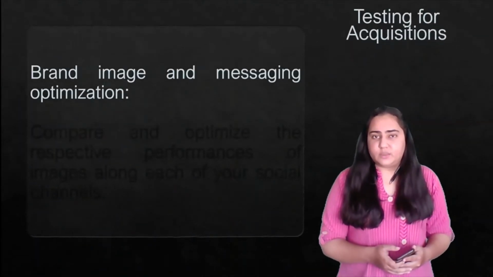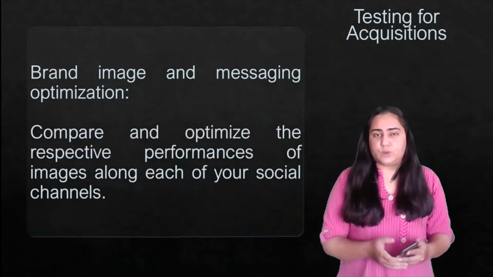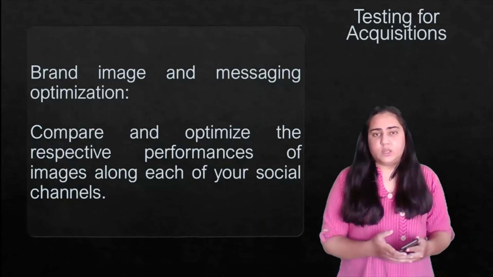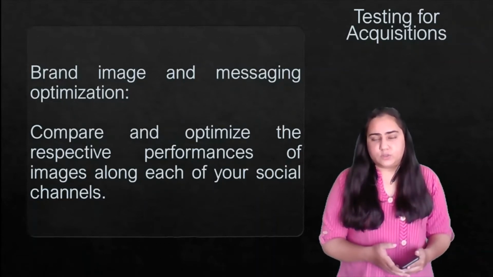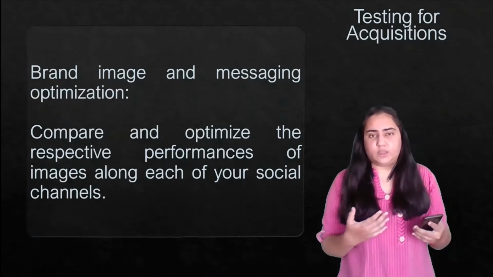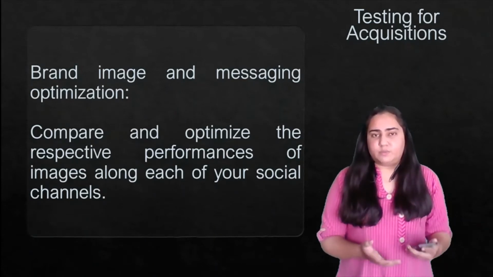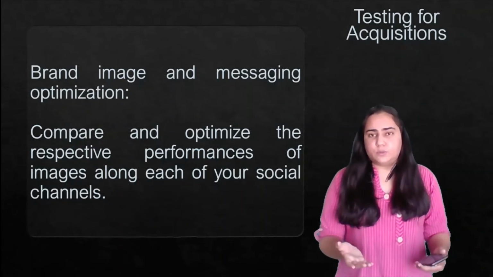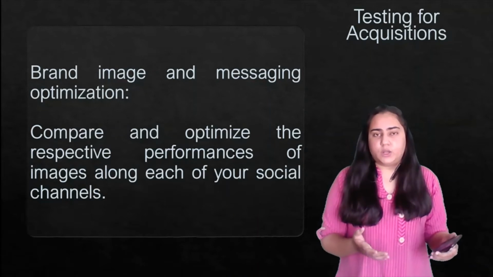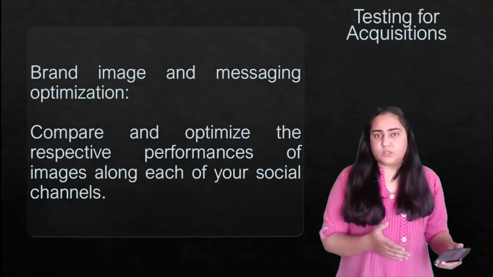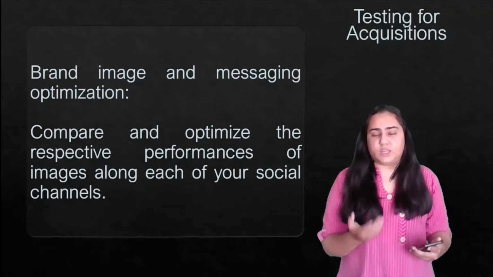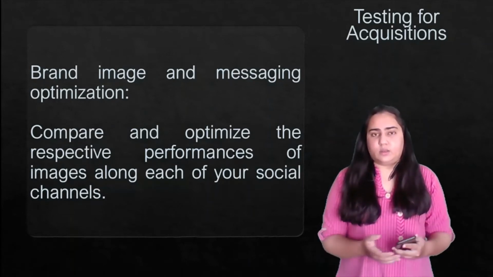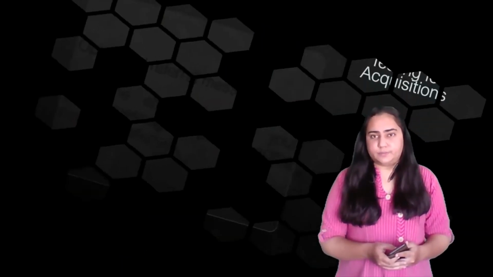Next, you can do brand image and messaging optimization. You should compare and optimize the respective performances of images along each of your social channels. So it's not just about messaging, but images as well. Some images might be performing better on Twitter and some might be performing better on Facebook. So you'd want to know which images exactly are working well with Twitter audiences. And to do that, you would again want to perform testing for acquisitions over the images and messaging optimization.